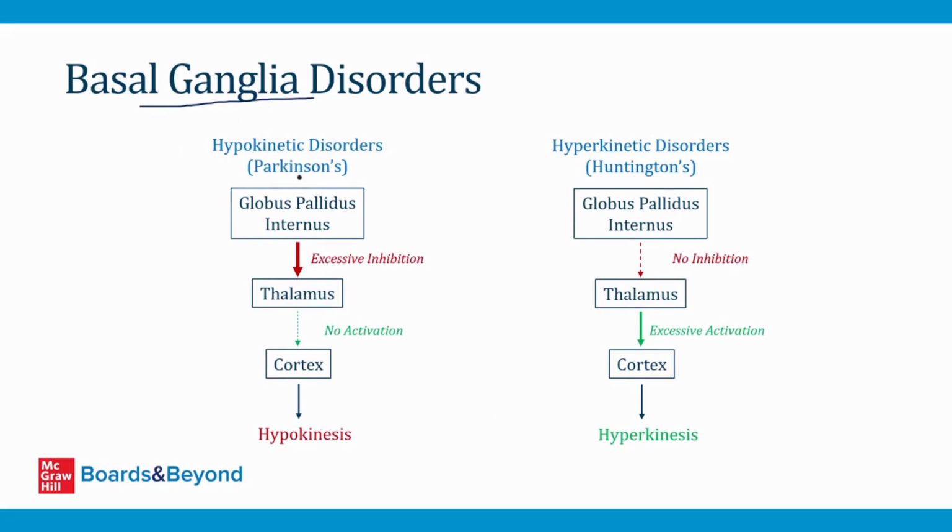And so here's a summary slide to help you keep these two classic basal ganglia disorders straight. So remember, Parkinson's is the classic example of a hypokinetic basal ganglia disorder. In this disorder, the globus pallidus internus is excessively inhibiting the thalamus, and so it's not activating the cortex, and that leads to hypokinesis. In contrast, Huntington's disease is the classic example of a hyperkinetic disorder. In this disorder, the GP internus is not inhibiting the thalamus, so it's excessively activating the cortex, and that's what leads to hyperkinesis and symptoms like chorea that you see in Huntington's disease.